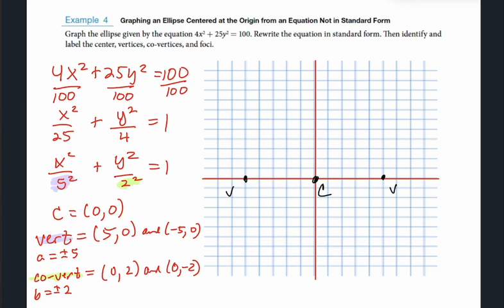The reason we label those with a V, that's our bigger number. Now the co-vertices are in the y direction, we're going to go 2. So we're going to go up 2 and down 2. And we're going to label those as co-vertices. And now that we have those, we're going to make our elongated egg shape. And that is how we do one that is not in standard form.